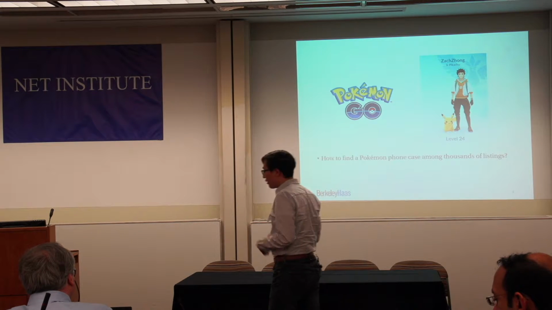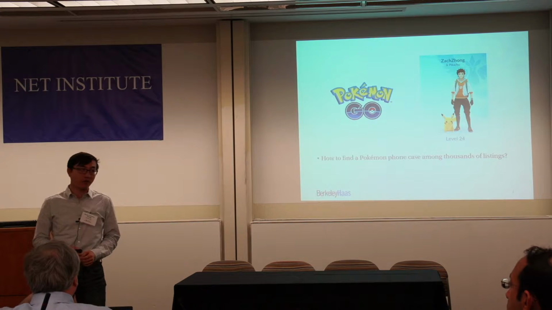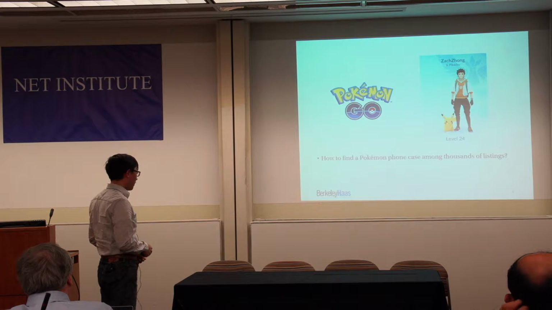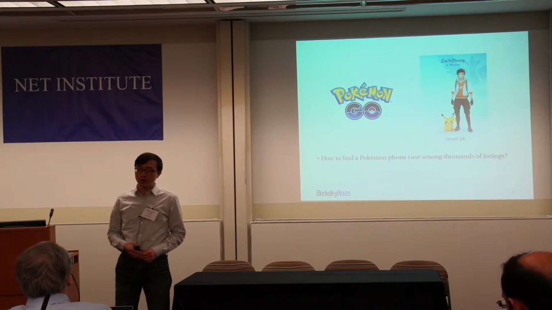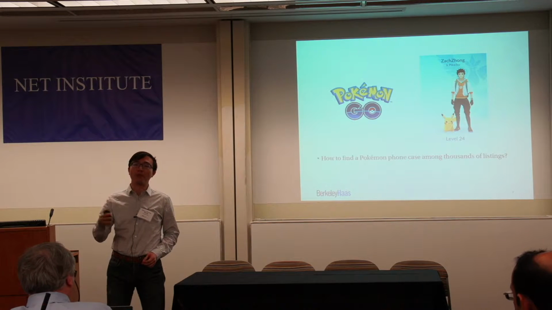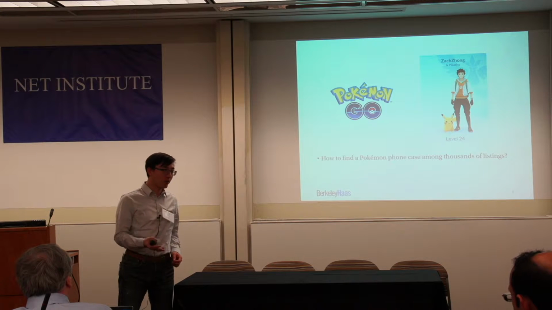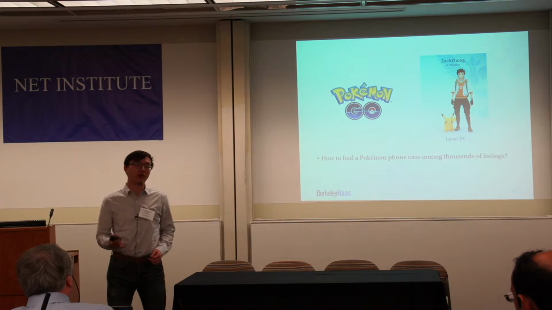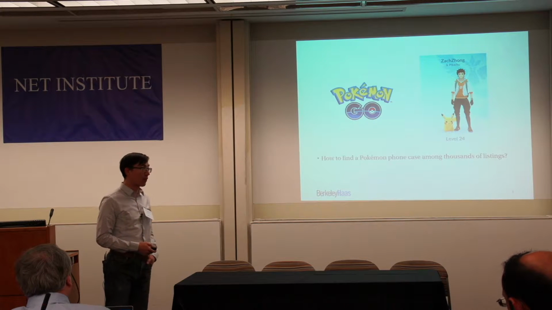Now, how do I find a Pokemon Go case among literally thousands of different phone cases on the online platforms? Well, a standard theory would say you go to a platform, you check the listings one by one, and if you like it, you stop. But if you don't like it, you just move on, right? This is the standard sequential search framework.